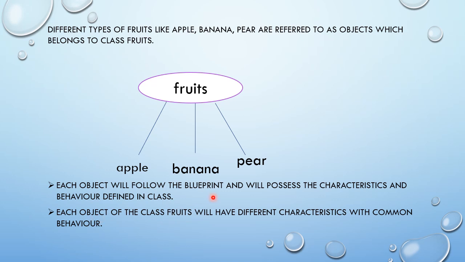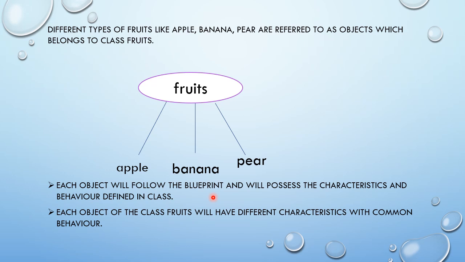Now let's see one more example. Instead of fruits, I am taking flower. Now what can be the characteristics of a flower? Its color and smell, these are the characteristics. And the behavior, I am talking about what is the use of a flower. It is used for decoration, it is used for worship. Fine. So these are the behavior.